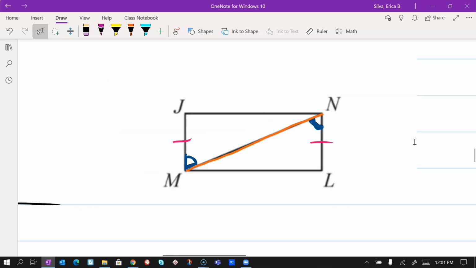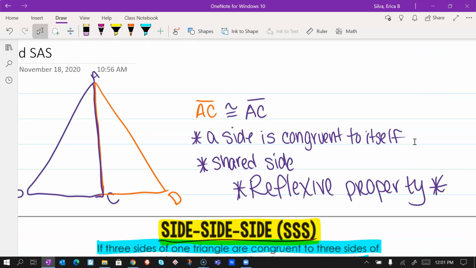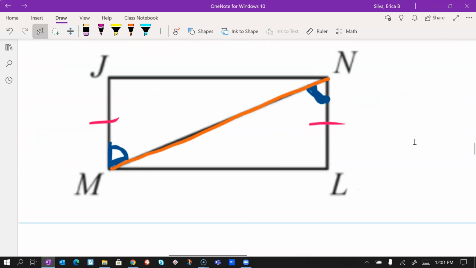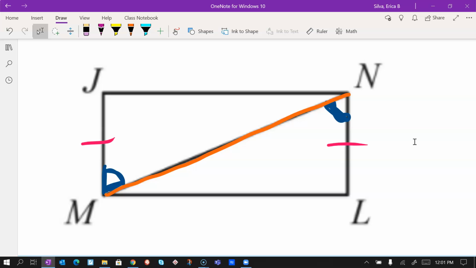Let's go back to what we talked about in the beginning. Do you guys remember this property? What did we say? Right, a side is congruent to itself. So we want to look for a side that is being shared. Now, if we look at these two triangles, are they sharing a side? Yes. There is no doubt at all that those two segments are congruent. They both share MN.